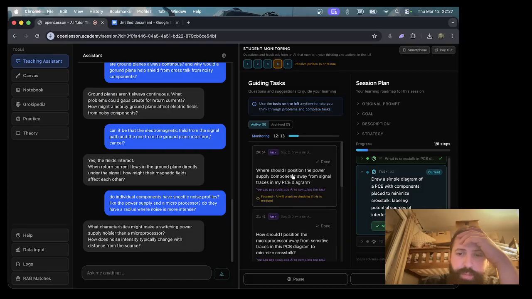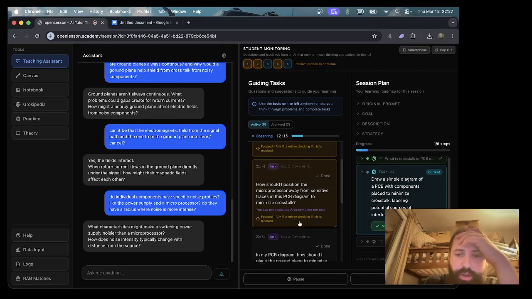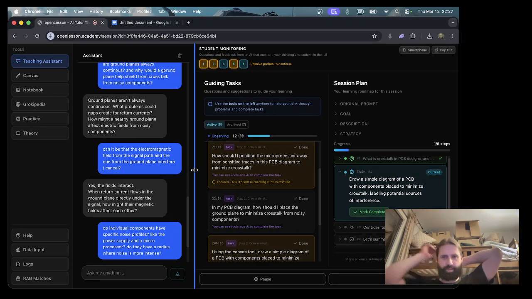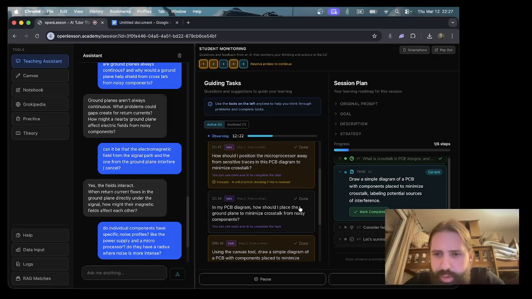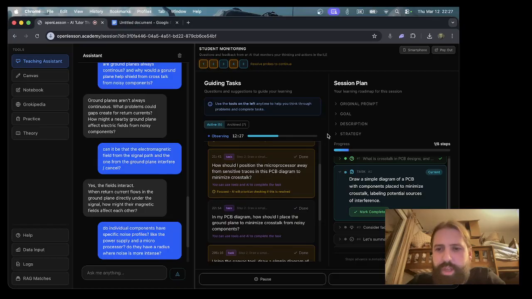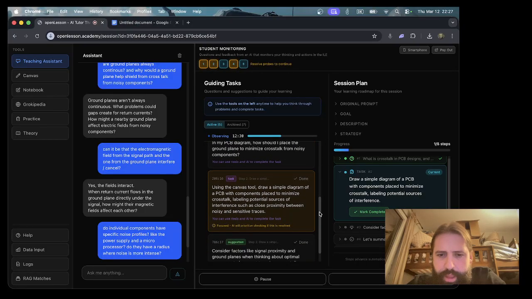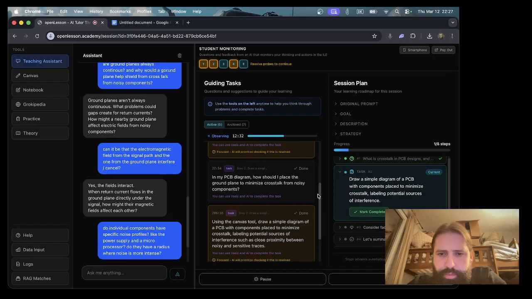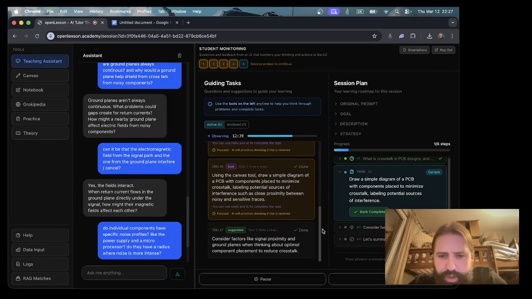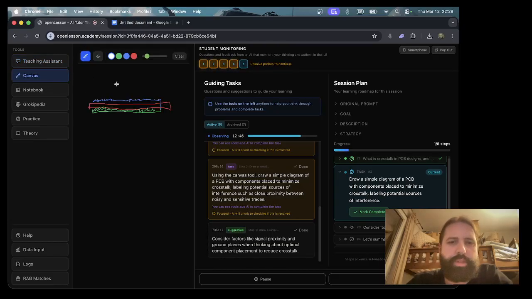So we've got the power supply and the microprocessor. I need to find a way to squeeze the space here, because I like to see all the questions at a glance. Those get a little tricky. The ground plane. Okay, so we actually have a bunch of clues in here. Signal proximity and ground planes when thinking about optimal component placement to reduce crosstalk. Well, let's try to do this.